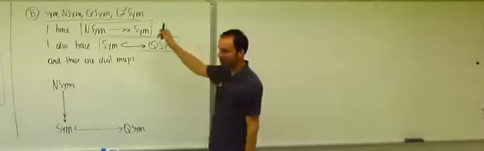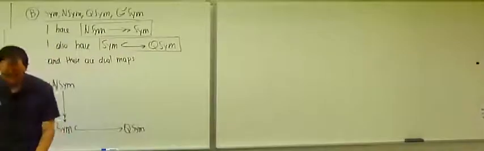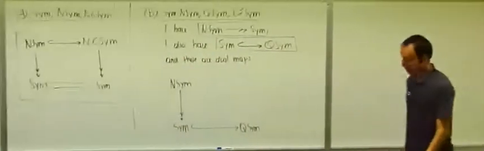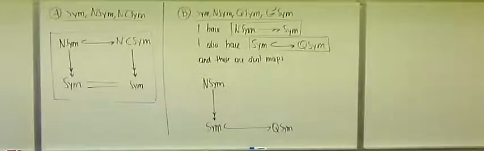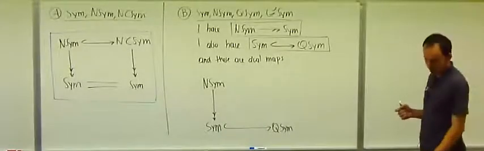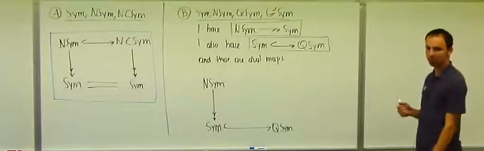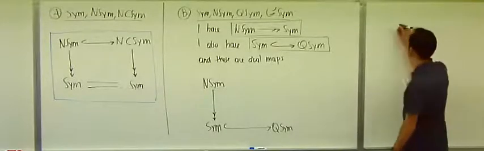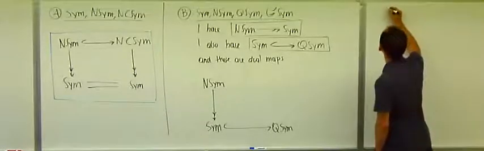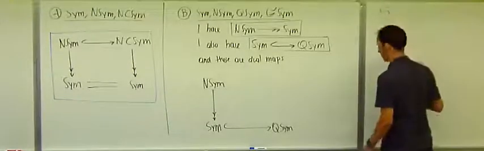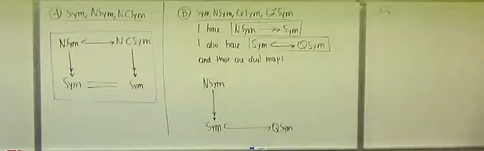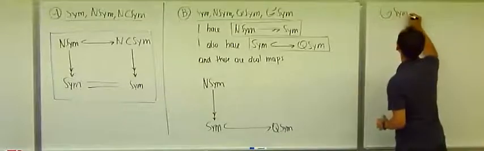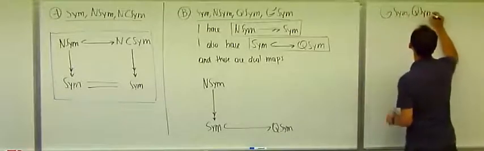But I haven't brought in S-SYM into the picture, and I should do that. So I'm going to do that now. I'm going to relate S-SYM and QSYM by giving a map between them. So what I'm going to do is the following. It's so hard to draw. So how am I going to relate S-SYM and QSYM?